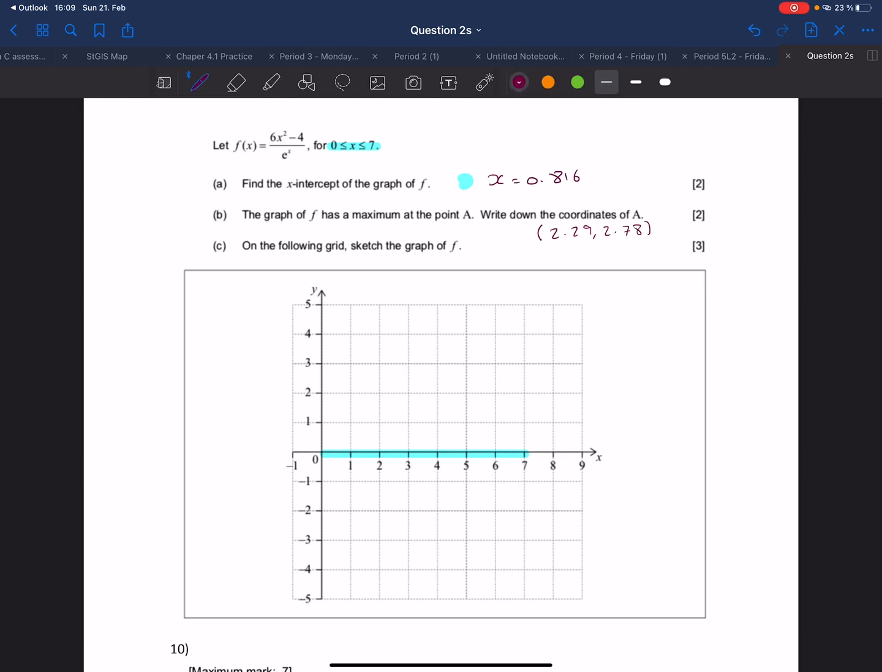So as I'm sketching this, I know it goes through here. I know it crosses the x-axis roughly here. And I know there is a maximum point at 2.29, 2.78. So about here. And then I can see it appears to be sort of coming down to an asymptote at 0. So that's what I'm going to sketch in. It doesn't need to be perfect, but it should be the right general shape. So sort of coming up like this, then down, looking like it's coming down to an asymptote.